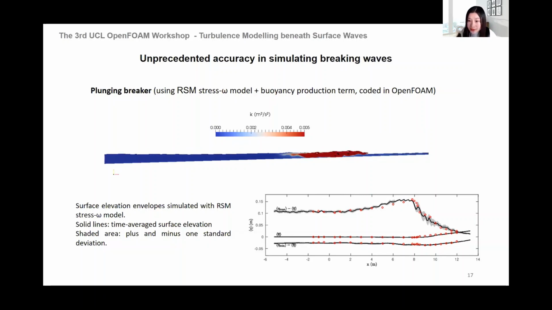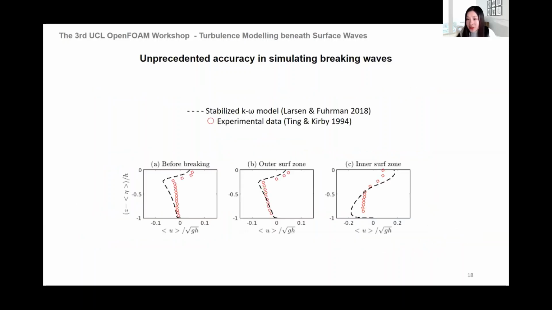And in a more quantitative comparison, the surface elevation envelope again matches very well with experimental data. And for the undertow velocity, this is predicted by the stabilized K omega model. Again, you can see a deviation in the inner surf zone. And now with RSM, magic shows. So this good prediction of RSM is mainly due to its theoretical superiority.